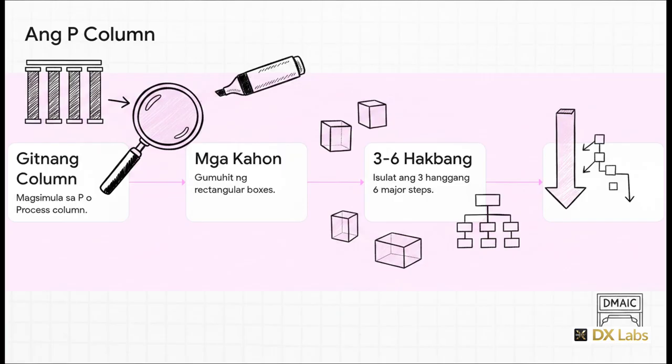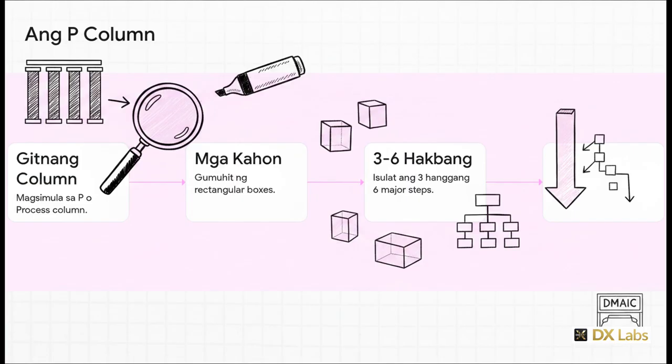Step 2, draw your rectangular boxes. Step 3, write out 3 to 6 major steps ng proseso ninyo. Keep it high level, okay? Kapag lumampas na kayo sa 6 na steps, you're getting way too in the weeds at pang detailed process map na yan. Finally, step 4, connect those boxes using vertical arrows pointing downwards. And hey, if you want this to look really clean and presentable for your DMAIC control gate reviews, Microsoft Visio is honestly the perfect modern tool for mapping these 3 to 6 steps with standard process notations.